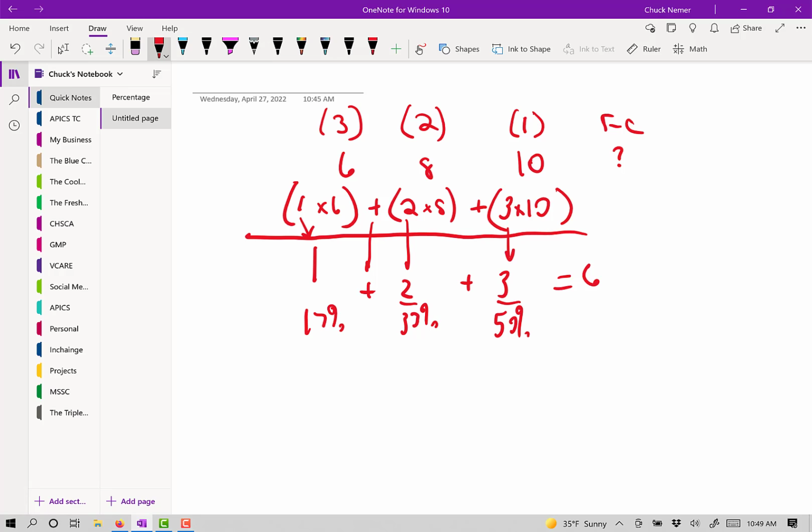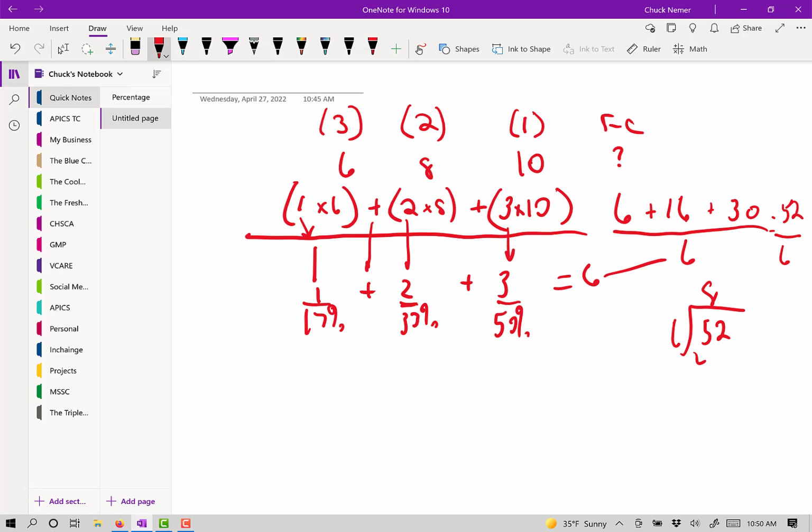But we're going to take 3 times last month, 2 times the month before that, 1 time the month before that. So 1 times 6 is 6. 2 times 8 is 16. 3 times 10 is 30. We add those all up, 52, and divide it by the number of weightings, 6. When you take 6 into 52, 6 times 8 is 48, drop the 4, we get about 8.667. So that becomes our forecast.